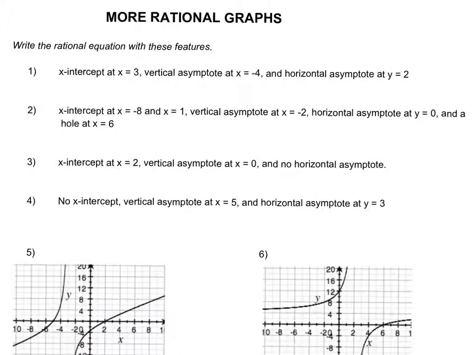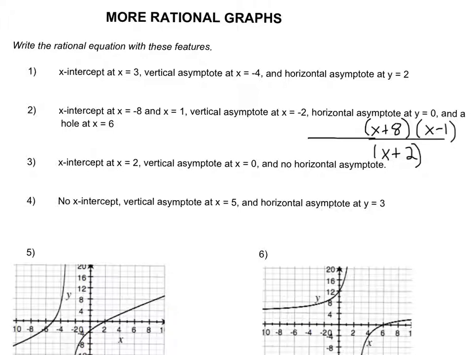To take care of the x-intercepts, we need that in our numerator. That's what will give a y value of 0. And to take care of our vertical asymptote, we for sure need some type of factor of x plus 2. I'm going to look at the horizontal asymptote last. I sometimes find that easiest because we have to look at the degrees, and it's easy to see at the end what degrees we have.